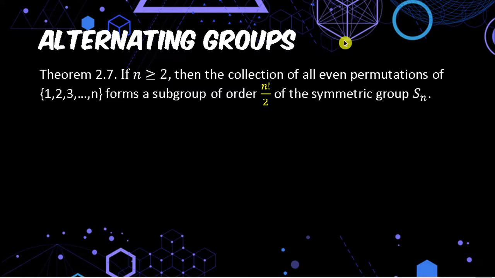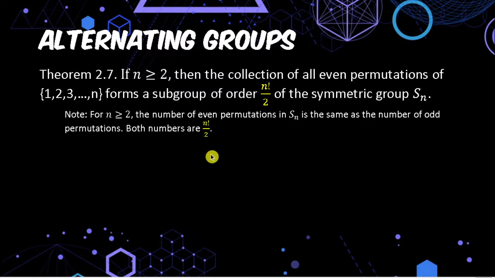And you notice that n factorial is originally the total number of permutations, or elements, of S sub n. So, it is just divided by 2. So, the number of even permutations in S sub n is the number of permutations originally there divided by 2. So, what does that mean? Because for n greater than or equal to 2, the number of even permutations is the same as the number of odd permutations. And both numbers are n factorial over 2.